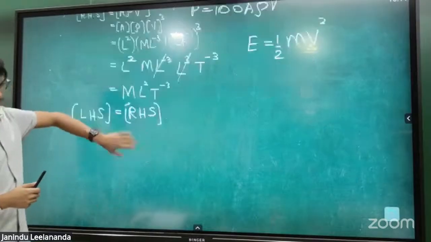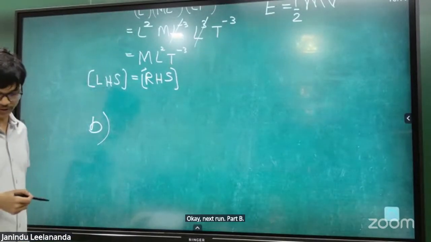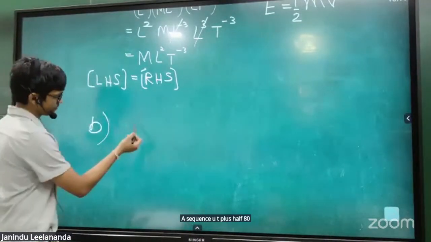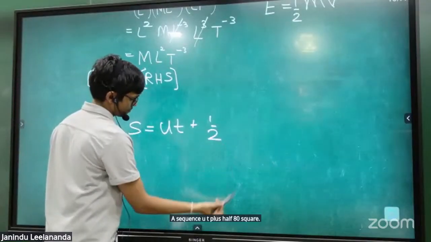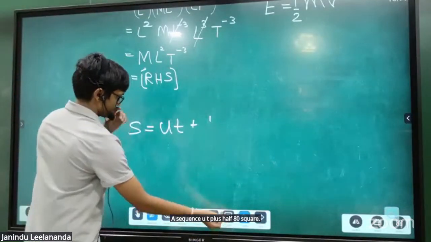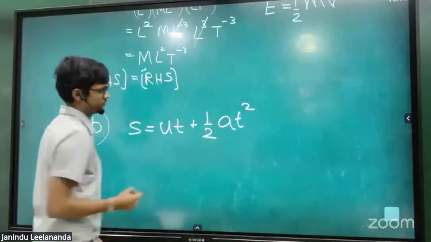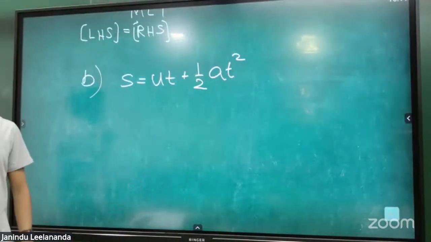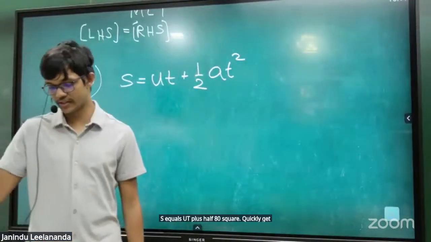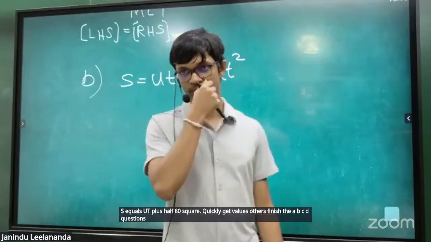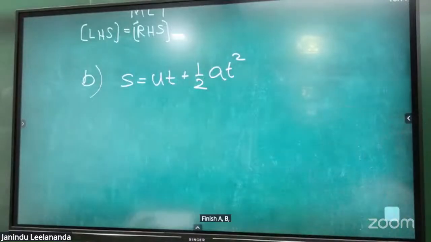Okay, next one. Part B. S equals ut plus half at squared. Quickly get the values. Others finish the A, B, C, D questions. Quickly get the answer and others finish A, B, C, D.